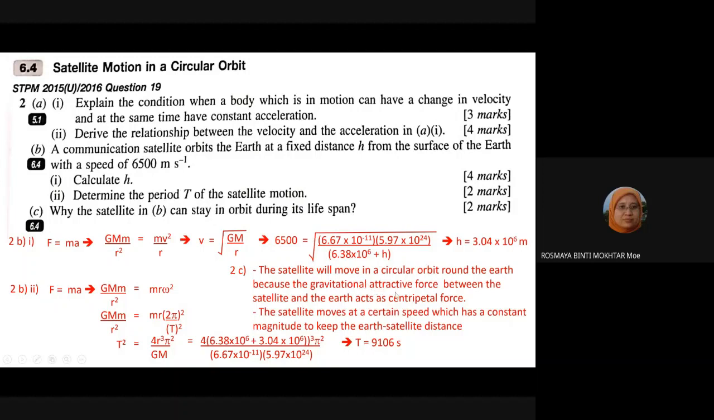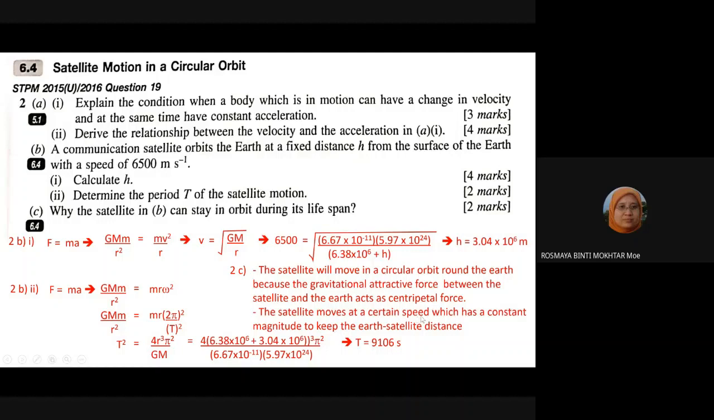So mention the centripetal force. Then the second content is the satellite moves at a certain speed, which has a constant magnitude, to keep the Earth-satellite distance. This is another content. So 2 marks, make sure you have 2 contents.